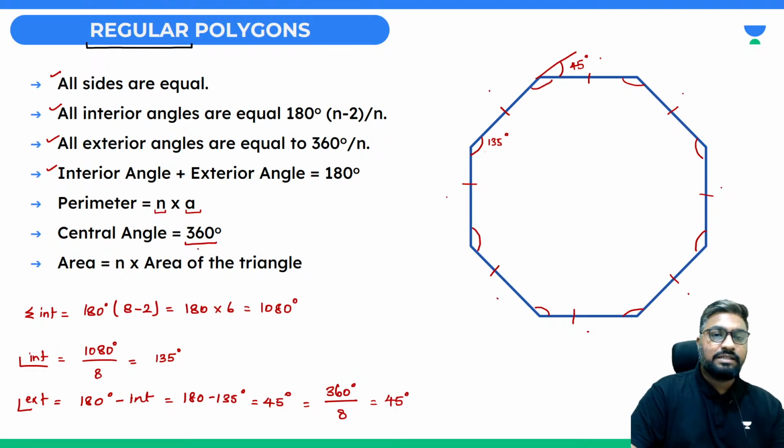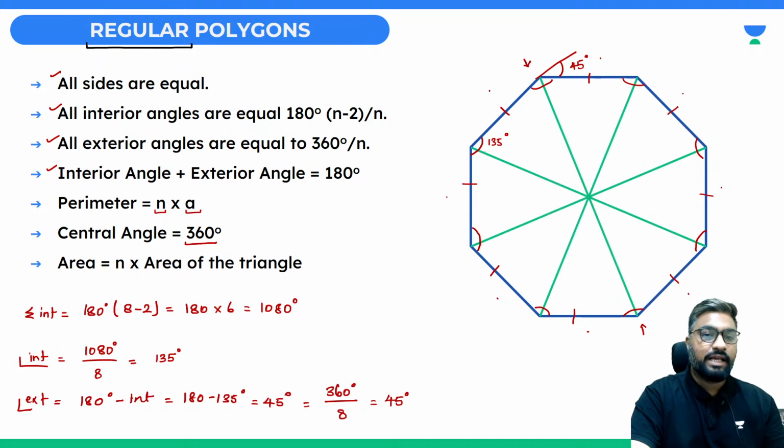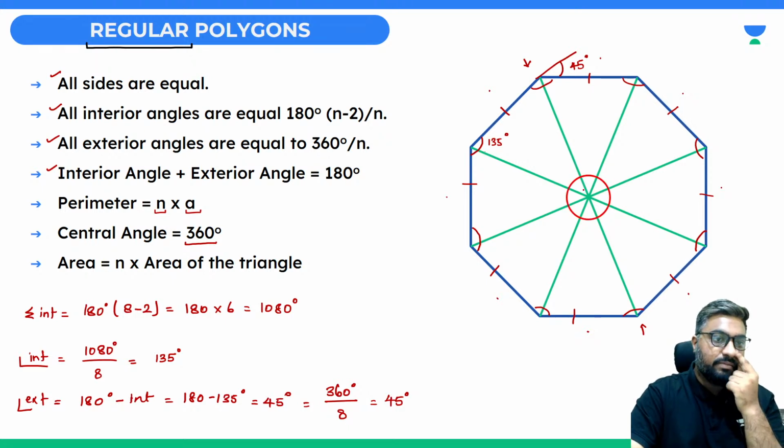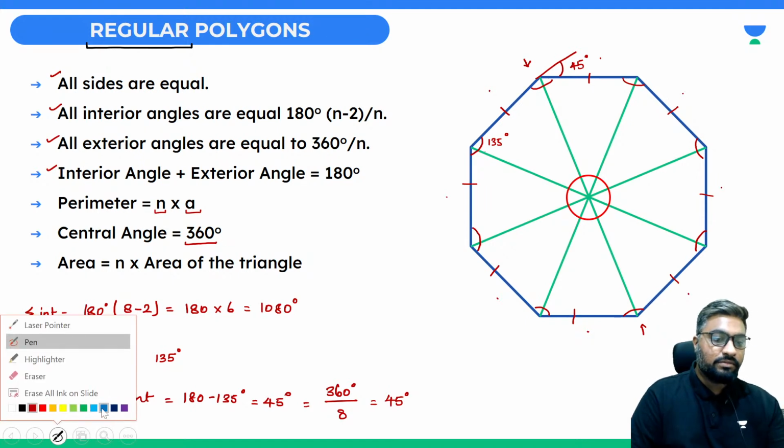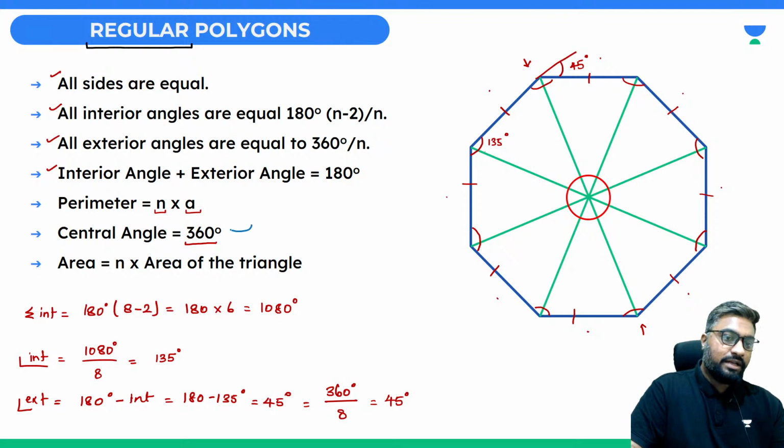Next, we are going to talk about the central angle. So the central angle is what? The angle formed by lines joining diagonally opposite vertices. For example, here the diagonally opposite vertex would be this point. So if I draw these lines joining like this, then the sum of the angles in the middle will be how much? 360 degrees. So always remember, the central angle is 360 degrees. All the exterior angles' sum will also be 360 degrees.